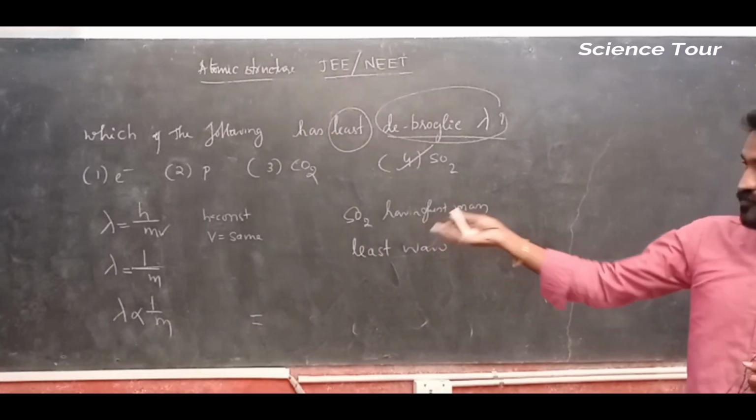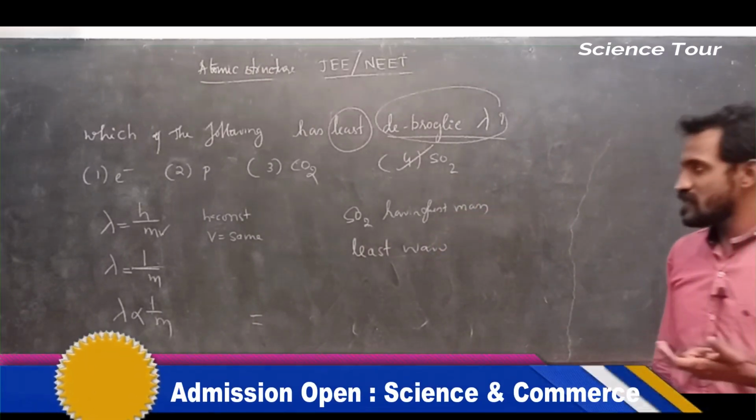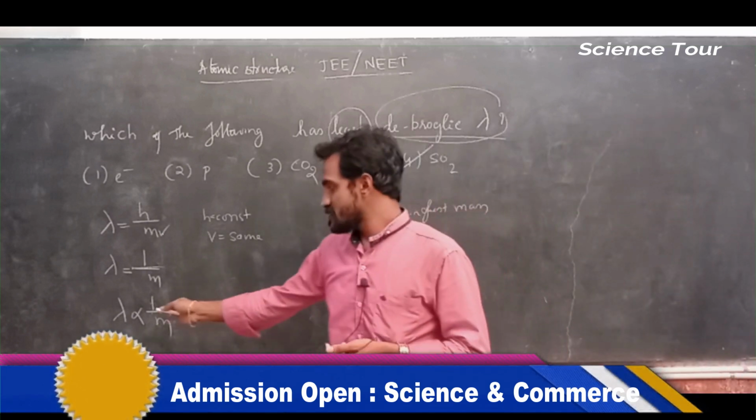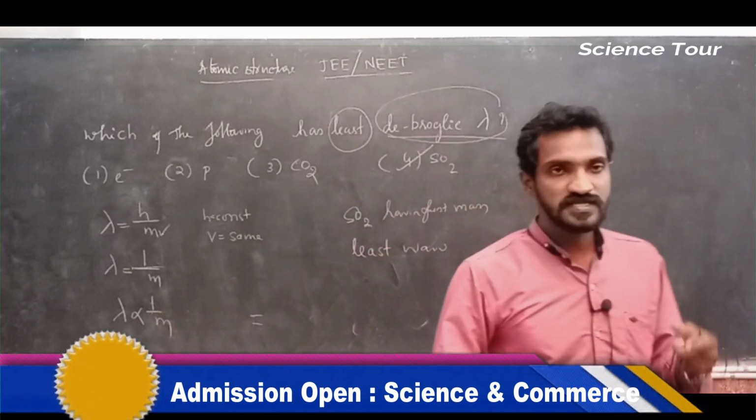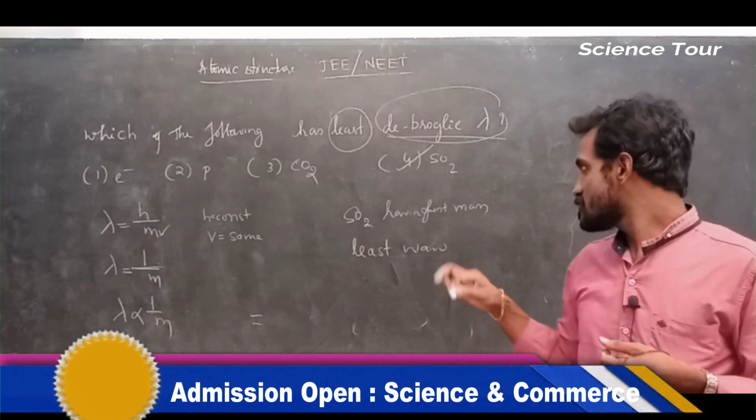See, from the formula we derived: h is constant, v is constant, and lambda is inversely proportional to mass. Mass increases, lambda decreases, like that.